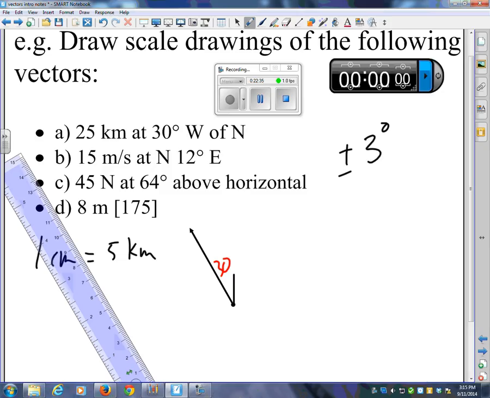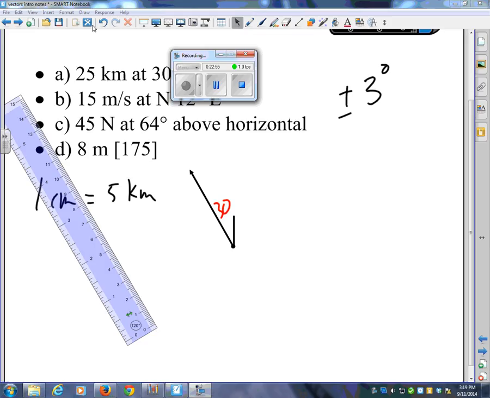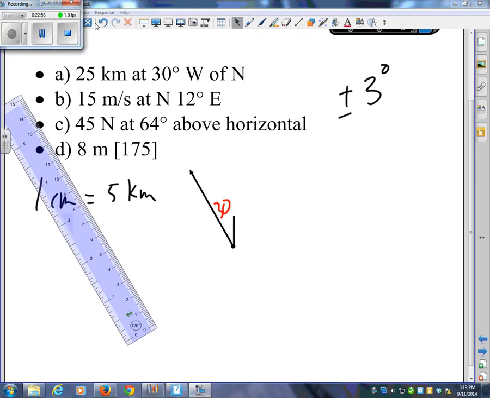Okay. I forgot, how did you read that again? 30 degrees west of north. No, the second one. Oh, north, 12 east. So you look north, go 12 degrees east. Okay, 15 meters per second at north, 12 east. North, 12 east means look north.